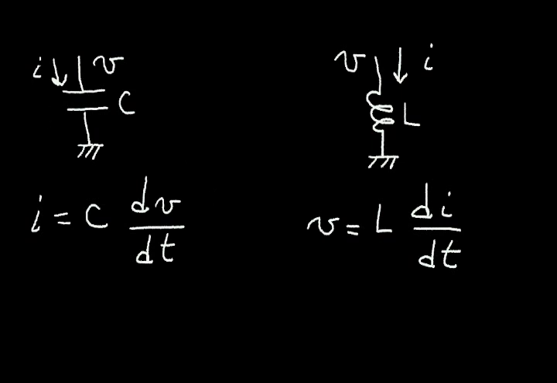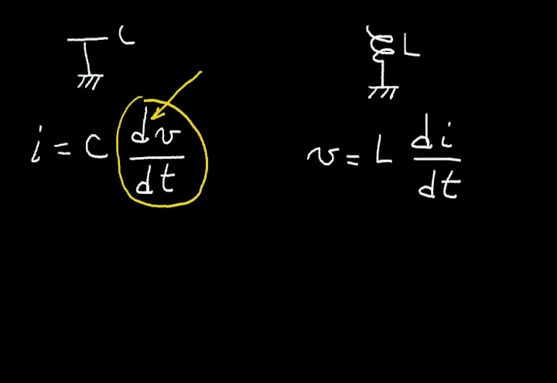Let's examine this dV/dt term. What does that mean? Well, this d symbol is a term used in calculus that means a very small change in voltage. So when I say dV, I mean a very small change in voltage divided by dt, which means a very small change in time. So let's examine what that means.